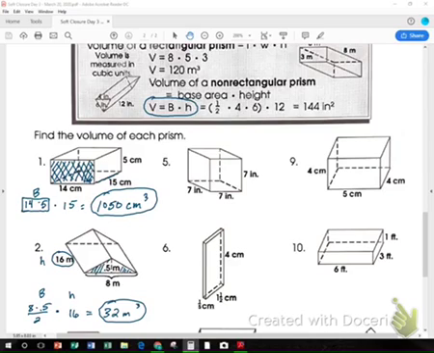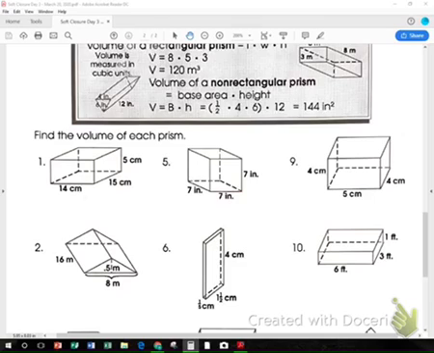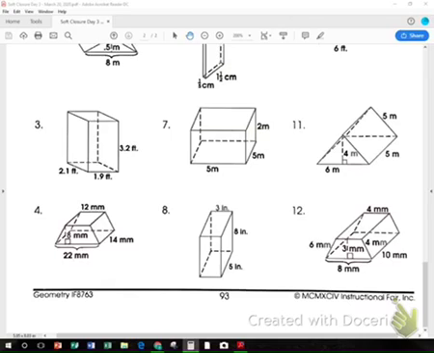Cool. Let's do one more, and this will be a trapezoid one. Remember, area of the base times the height. So we'll do number 4, that one with the trapezoid. First of all, the base. The base is this part here in front. It's a trapezoid. So to find the area of a trapezoid, I have to go base 1 plus base 2. 12 plus 22 is 34.